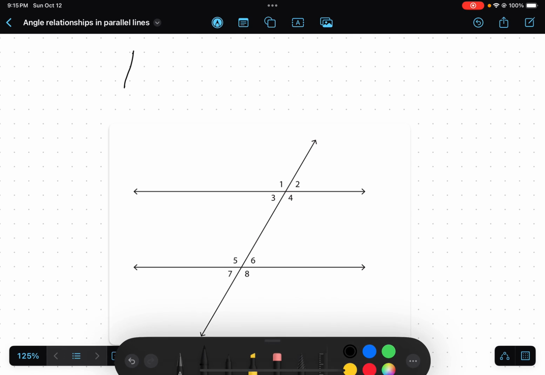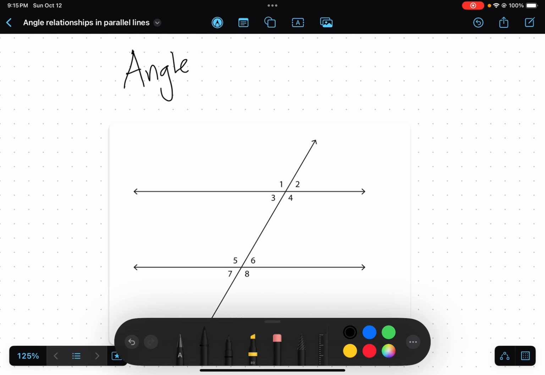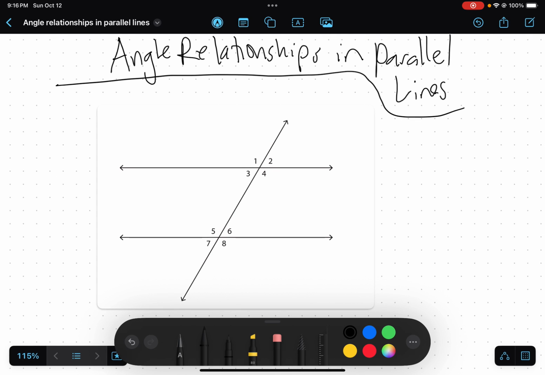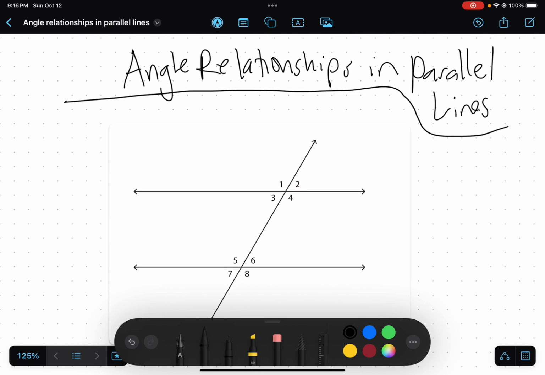All right, so in this lesson, we're going to review angle relationships in parallel lines because there's a lot of different vocabulary to describe the different relationships. And I want to make sure you guys know the words so that when you see it in problems, you understand what it's talking about. So let's start with what we learned last time.